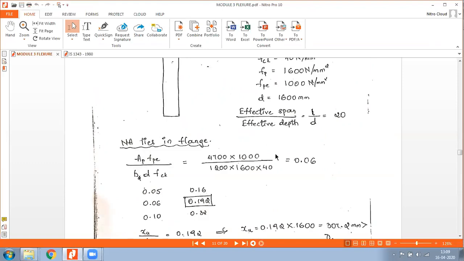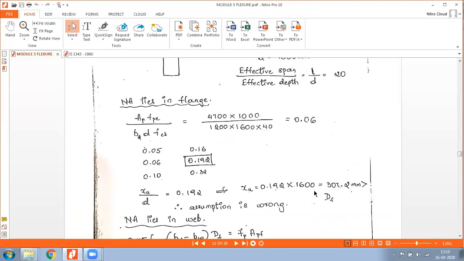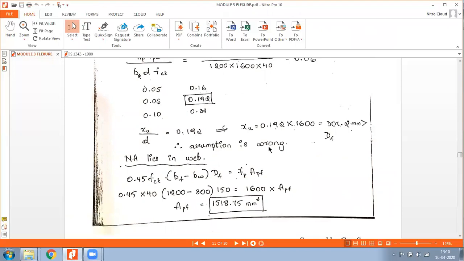Now, it will be compared with the depth of the flange. The depth of the flange is 150 mm. In this case, we got XU as 307 mm. It implies that XU is greater than depth of the flange. Therefore, our assumption is wrong. Next, we need to assume that the neutral axis lies inside the web. Then we need to equate the compressive force with the tensile force in order to find out the APF value.